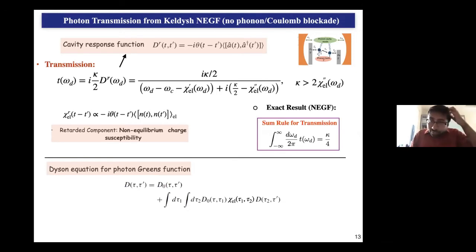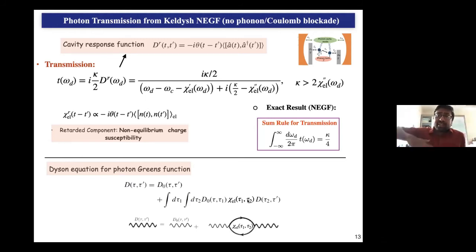So I'm not going to get into the details, but formally this is a very nice approach where you can write down a Dyson equation for this response function, the cavity Green's function, and you can see how this charge susceptibility term appears. So essentially, your cavity is seeing the density response. Okay, so that's that.